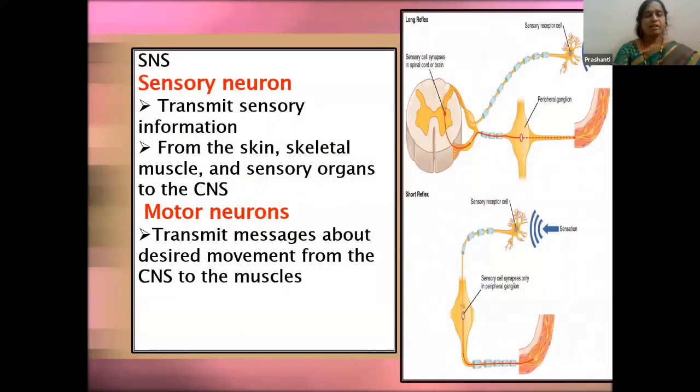Here we find the neurons, children, that is sensory neurons and motor neurons. The sensory neurons transmit the sensory information. They conduct sensory impulses from the receptors to the central nervous system or the spinal cord. Motor neurons transmit the message; they innervate the skeletal muscles and produce voluntary movement.